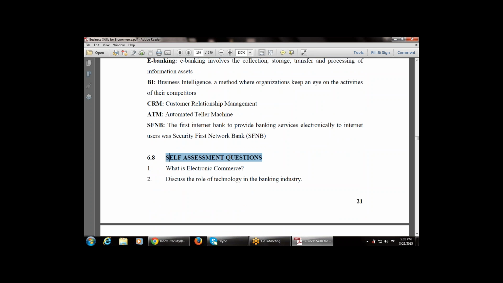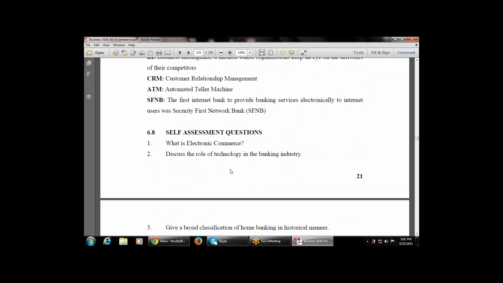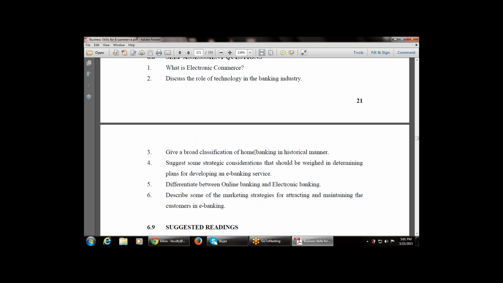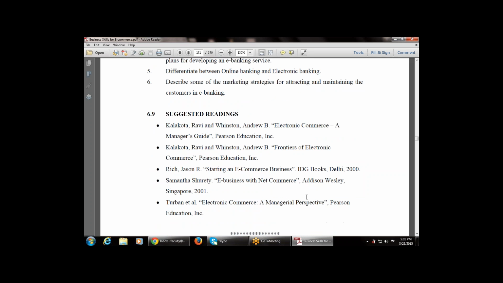Then these are the self-assessment questions that are available. First of all, what is e-commerce? Then the role of technology in the banking industry. Then broad classification of bank or home banking in a historical manner. Then what is the difference between online banking and e-banking? And these are the various suggested reading books that are available for e-commerce or business skills for e-commerce.